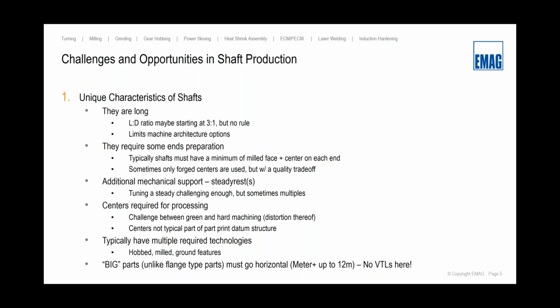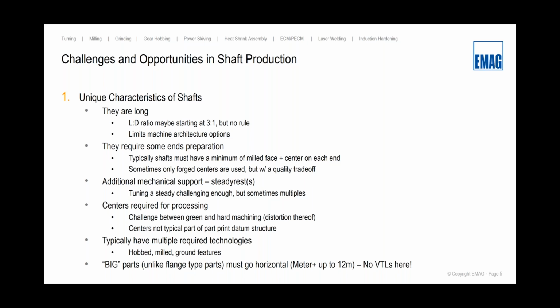And that's not to say that there aren't robust, stiff, stout little shafts out there, but a lot of them are a little bit more wiggly than others. Unique in shaft manufacturing is the fact that you have to have some sort of ends preparation. If we contrast these parts to a standard flange type part, when we begin the process, you have your side A turning, your side B turning, and off to the races you go.